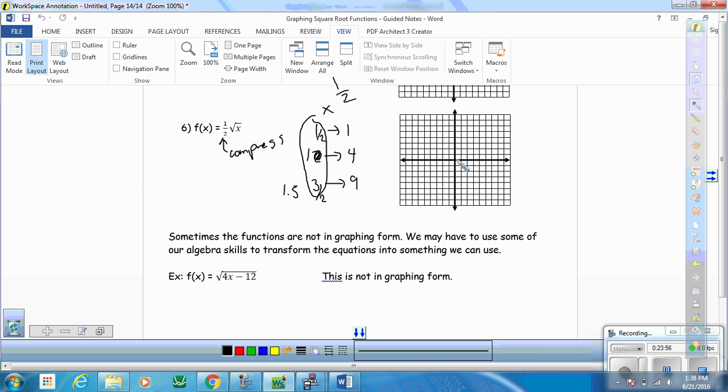So we didn't get shifted any. We're going to start at 0, 0, but I'm going to go up 1/2 and over 1. Then I'm going to go up 1 and go over 4. Then I'm going to go up 1.5 and over 9. So my over numbers stayed the same, but it definitely got squished down to the bottom.